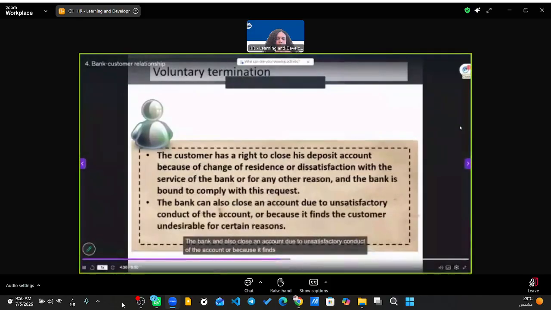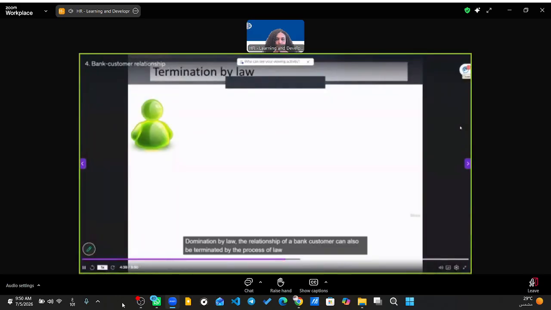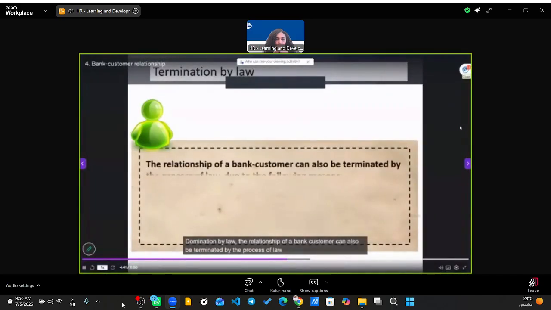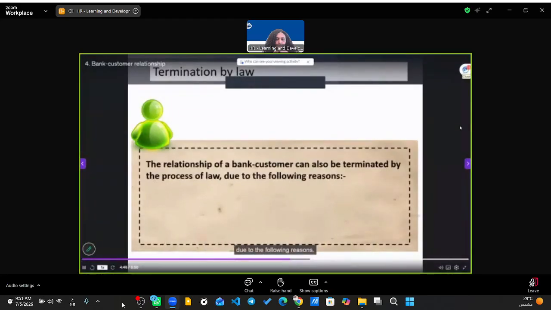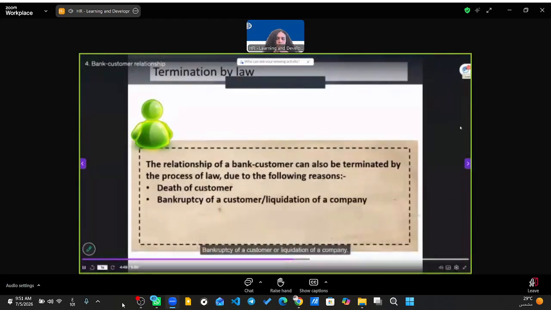The bank can also close an account due to unsatisfactory conduct of the account or because it finds the customer undesirable for certain reasons. Termination by law. The relationship of a bank customer can also be terminated by the process of law due to the following reasons: death of a customer, bankruptcy of a customer or liquidation of a company, garnishee order, insanity of the customer.